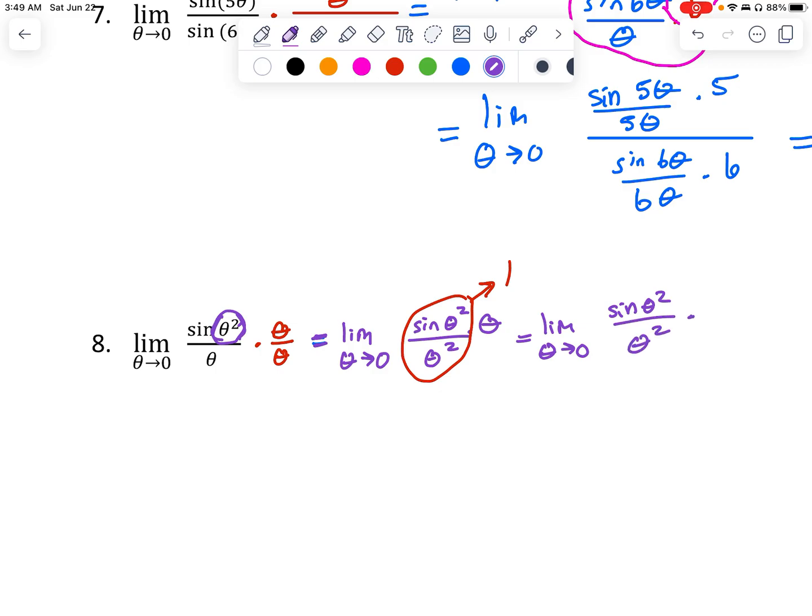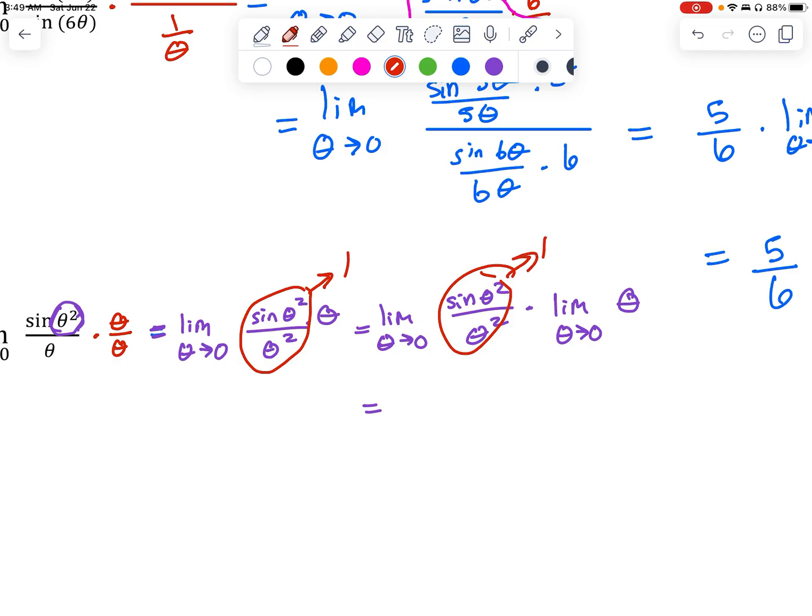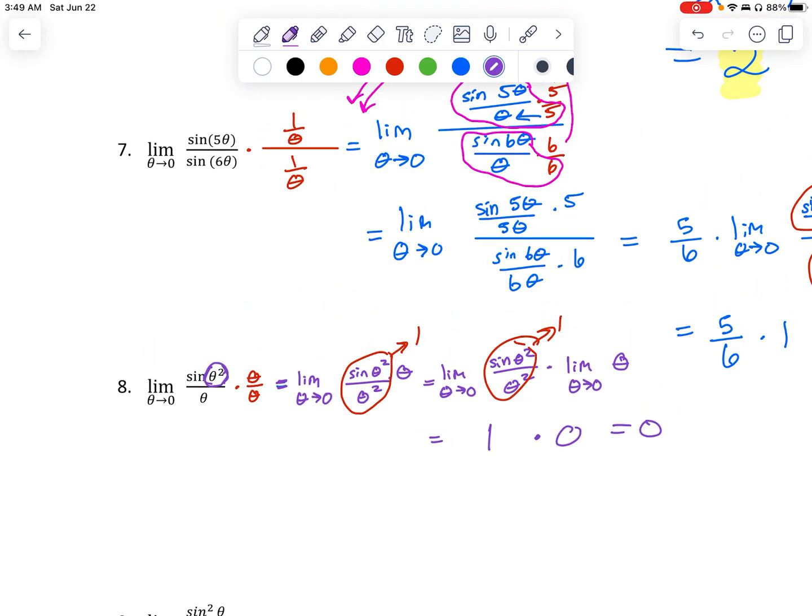I'm just going to split it up because the limit of a product is equal to the product of the limits. So I can split it up like this, and then I can use direct substitution for the second one. This one, we know the limit of that is 1 because that's our identity that we're going to memorize. So that equals 1 times the limit as theta goes to 0 of theta, which is just 0. So I get 0 for 8.